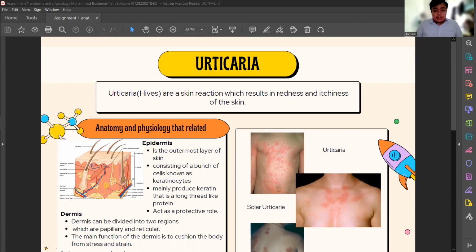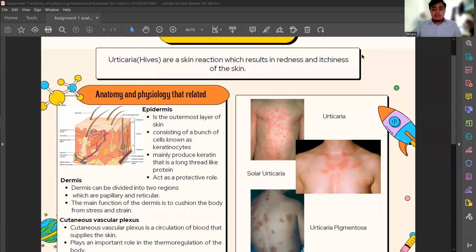Today I will explain about urticaria. Urticaria, also known as hives, is a skin reaction which results in redness and itchiness of the skin. Before we go deeper, I would like to explain the anatomy and physiology related to this disease.